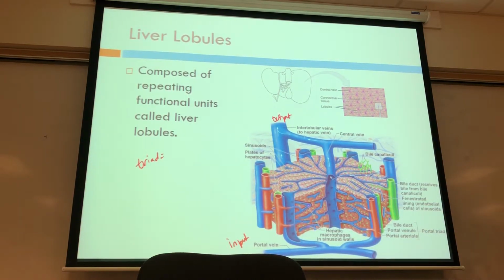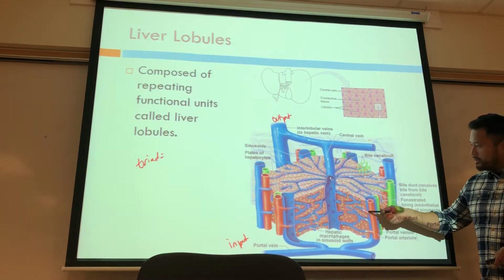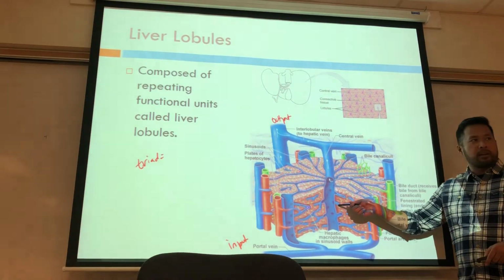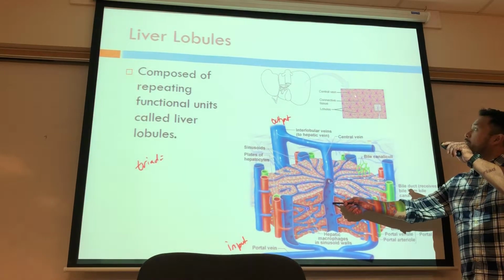And the blood flows in from the portal venule as well as the portal arteriole, will flow into these sinusoid capillaries, which I'll describe in just a bit, and they'll drain into the central vein, as you can see right in the very center.